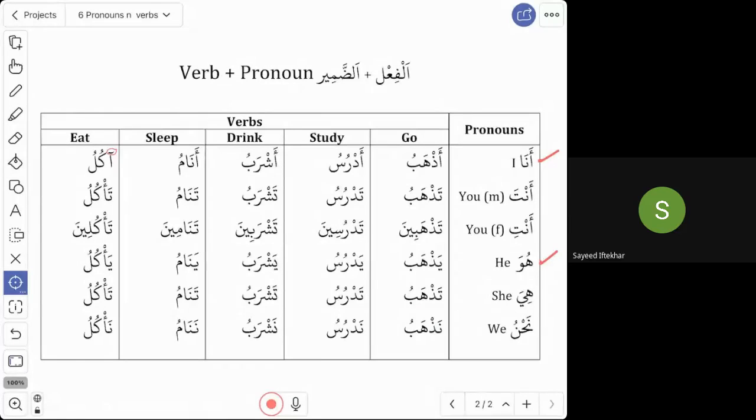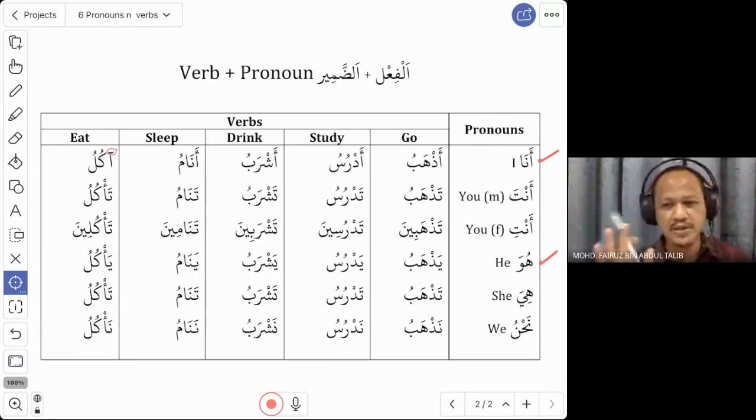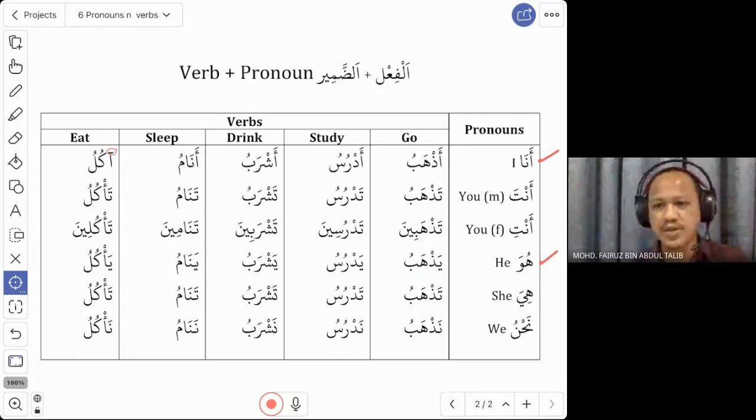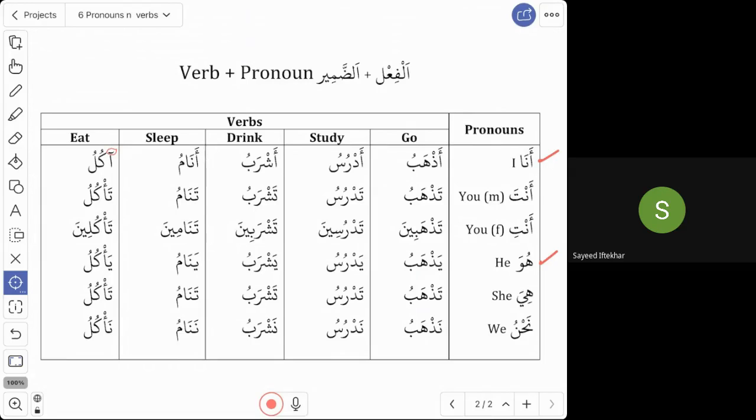Ustaz, is it the same for continuous tense or past tense or present tense? Past tense, no. Past tense is different. This is only for present and present continuous, not for past tense. Thank you for asking. Past tense later. Today we only learn, but I didn't mention anything about the terms. I do not want to mention that for now. We just want to use the words in sentences.